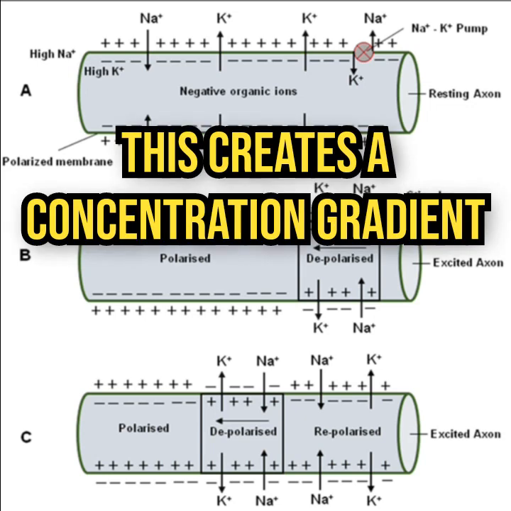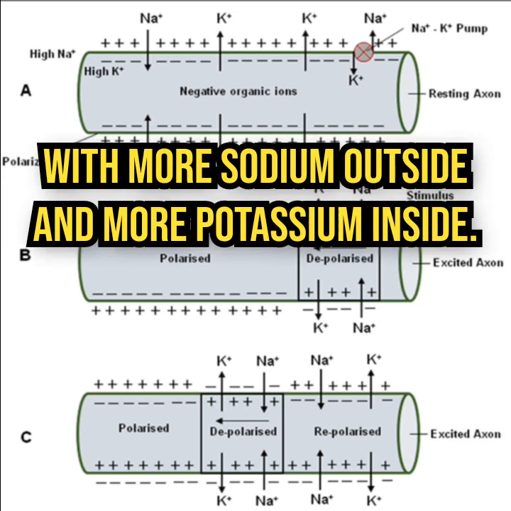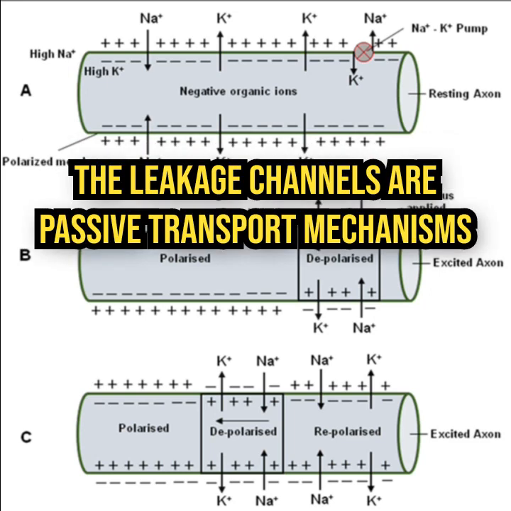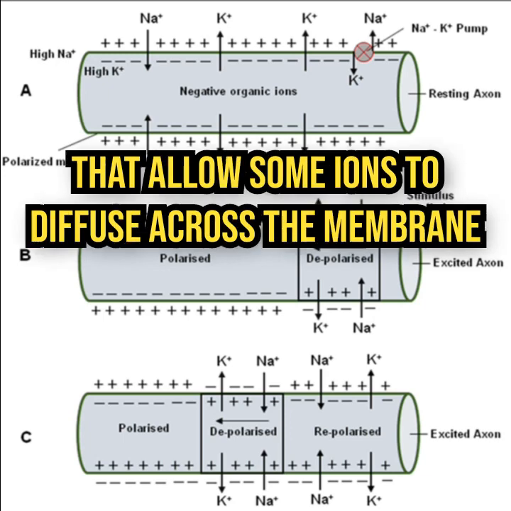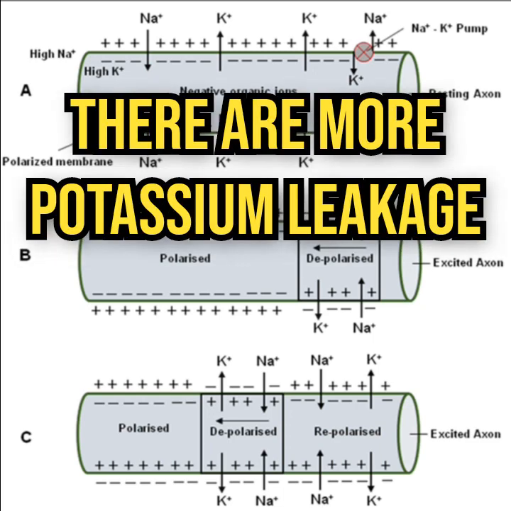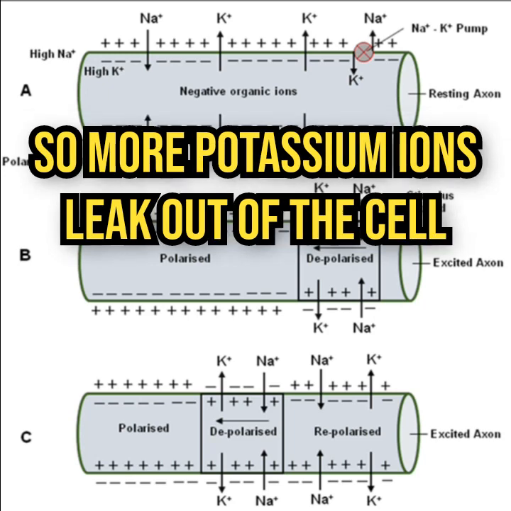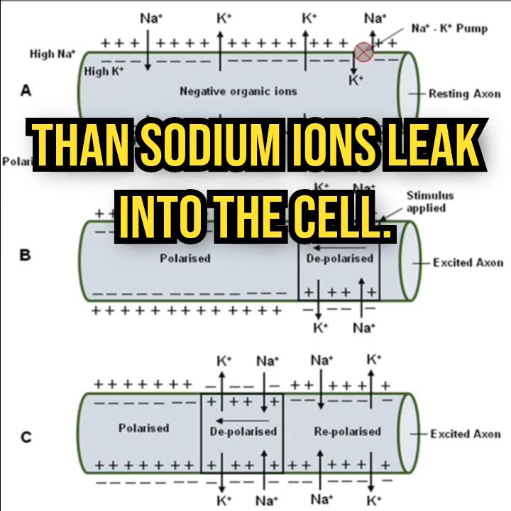This creates a concentration gradient of sodium and potassium across the membrane, with more sodium outside and more potassium inside. The leakage channels are passive transport mechanisms that allow some ions to diffuse across the membrane down their concentration gradient. There are more potassium leakage channels than sodium leakage channels, so more potassium ions leak out of the cell than sodium ions leak into the cell.